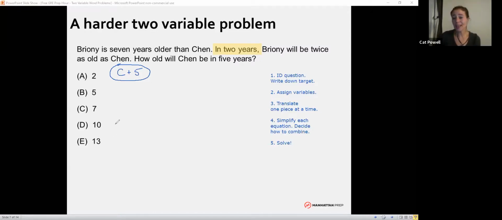Now I'm going to assign variables. And this is where this step gets really helpful. I'm going to say B is Bryony now, and C is Chen now. It's really important that I'm very clear that B and C are their ages now, because we know we have this time shift, and we're going to want to be super clear about that.